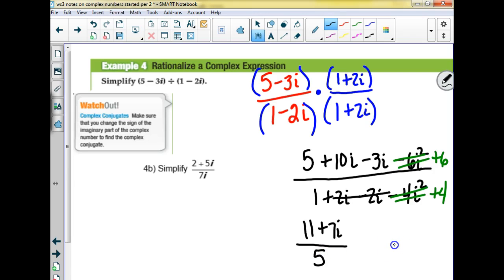Where did I lose you, Maura? Were you lost? I saw a confused look. Okay. This is okay with me. You're actually supposed to leave all your answers in a plus bi form, which would say 11/5 plus 7/5 i, where this is the real part and this is the imaginary part. But I'm okay with either one. All right.